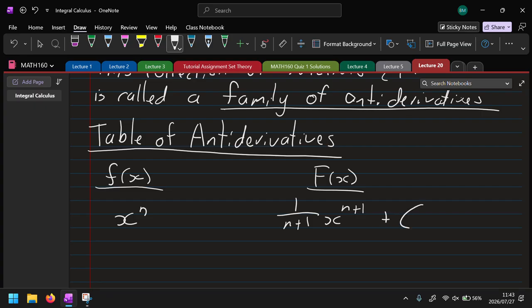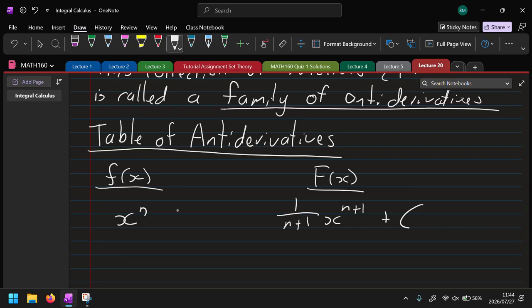always plus c. Always. If you do not put the plus c, you lose half the marks for whatever question that is. Okay. So whenever I ask for the antiderivative or the family of antiderivatives, it's whatever it is, plus c. And you're going to hear me say that a whole lot this semester. Something, something plus c. Something, something plus c. Okay, so that's the first one.